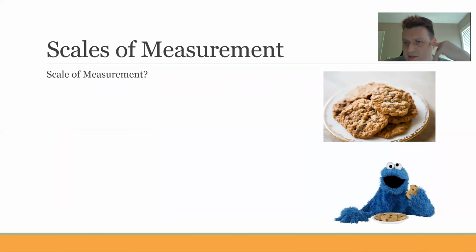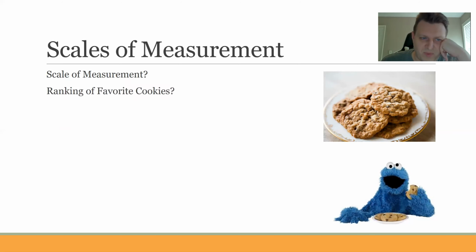So let's do a little bit of review here. I'm going to ask you a question or give you a dependent variable about cookies, and you're going to tell me what the scale of measurement is. This would be much more fun to do in class than me lecturing, but you know, those are the times. How about the ranking of your favorite cookies? Oreos number 1, Nutter Butters number 2, Chips Ahoy number 3.